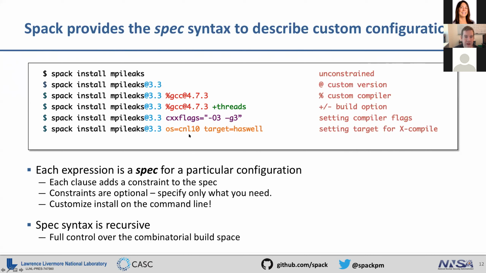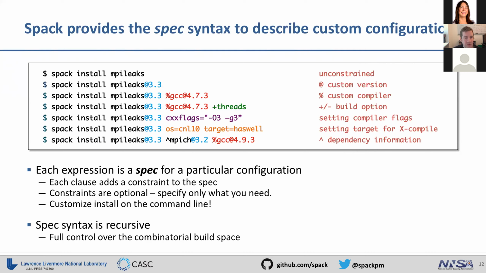I'll talk a little bit about how we're working on specific targets for just basic Intel chips and ARM, where you could have specific architectures. I'll talk about that later. And then finally, this whole syntax is recursive. So if you want to apply any of these types of constraints to dependencies of the package, so if you have mpileaks and you know that it uses MPI, you can say, yeah, build with this version of MPI, build with MPICH 3.2 instead of some other version of MPI if you want to. So that lets you customize a lot of different things about the build straight from the command line.